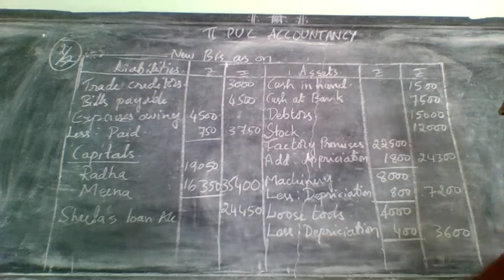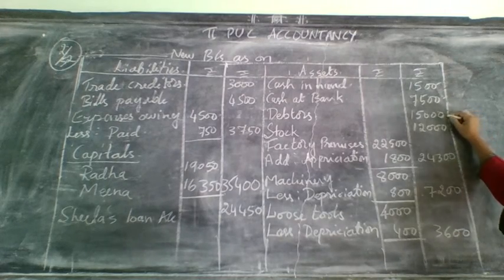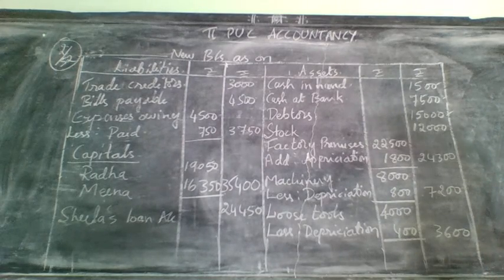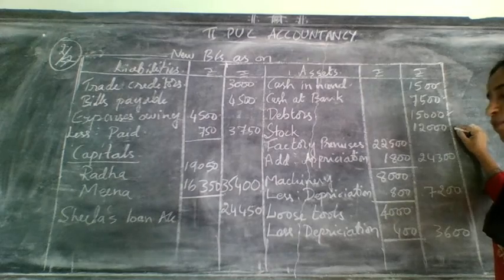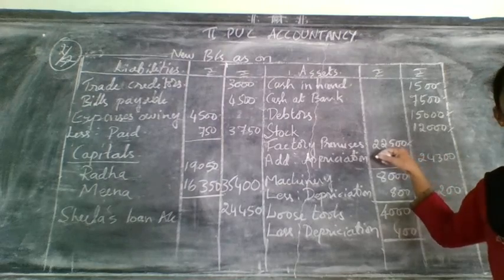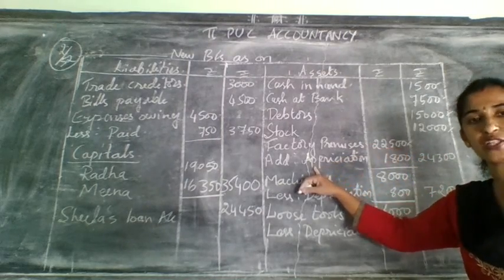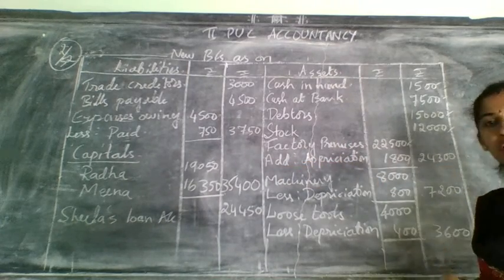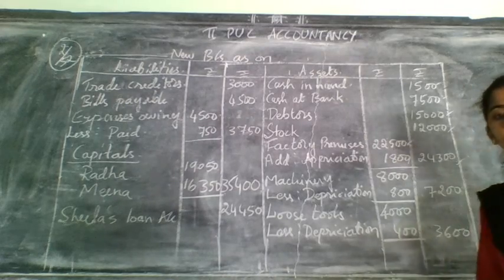Cash in hand 1,500 taken. Next cash at bank 7,500 taken. Next debtors 15,000, no adjustment in revaluation account, so taken. Next stock 12,000, no adjustment in revaluation account, taken. Next after stock you are having factory premises 22,500, and you are having adjustment in revaluation account, that is appreciation on the credit side of revaluation account. Appreciation means add, taken 1,800 and added and taken in the outer column.